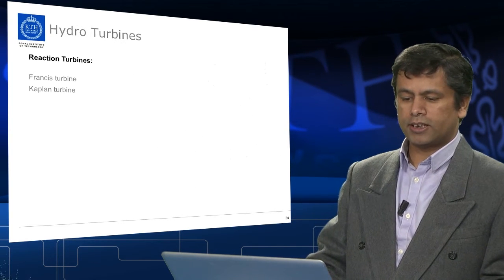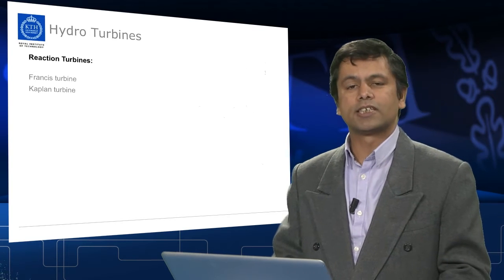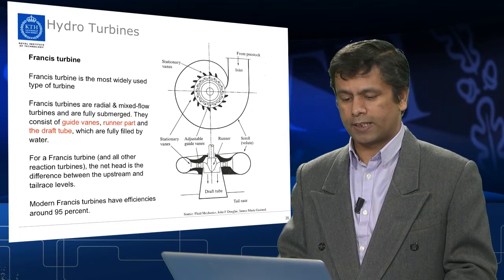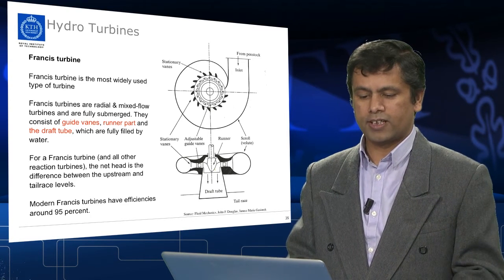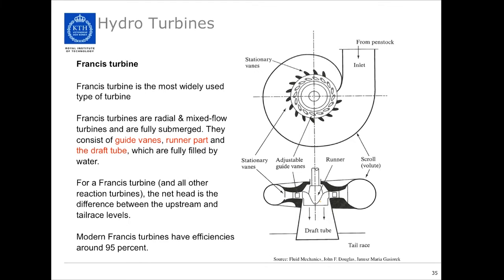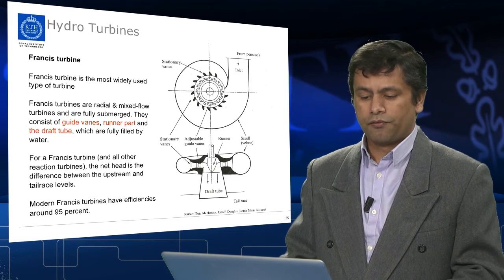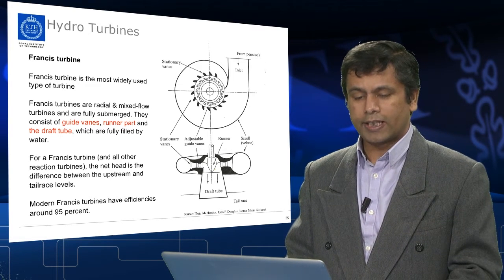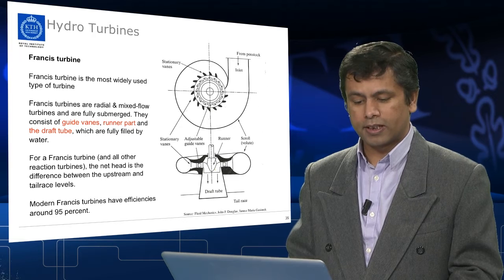Francis and Kaplan turbines are examples of reaction turbines. Here is an example of a Francis turbine. The Francis turbine is the most widely used turbine, and as I said earlier, this operates in medium heads and also medium range flow. Francis turbines are radial and mixed flow turbines and are fully submerged. They consist of guide vanes, runner parts, and the draft tube.